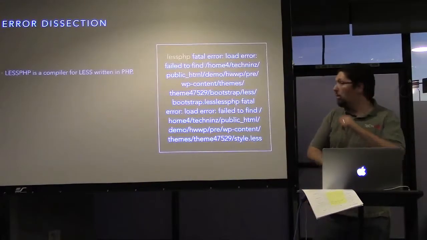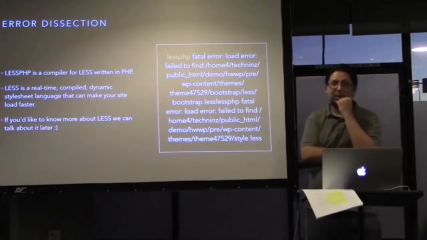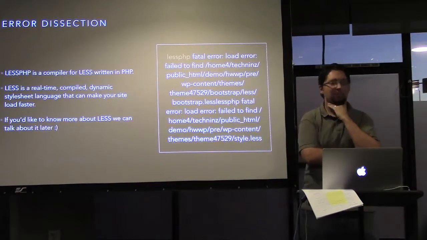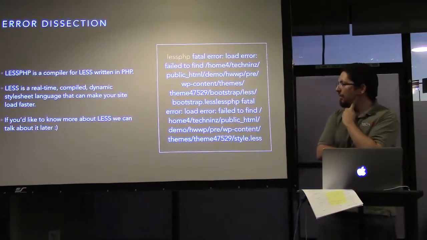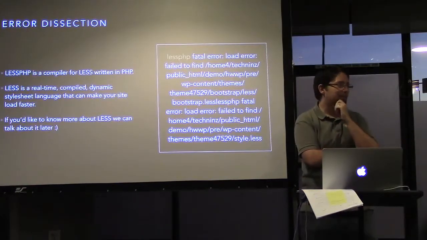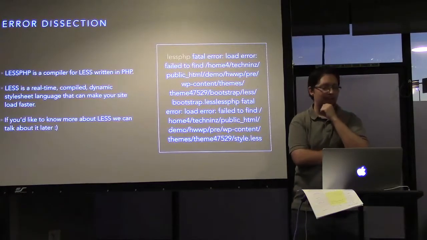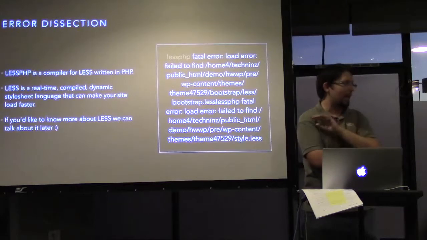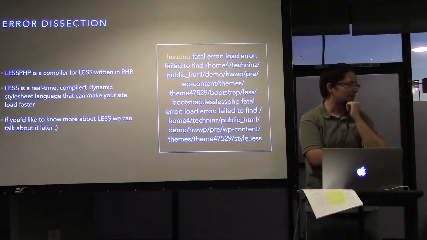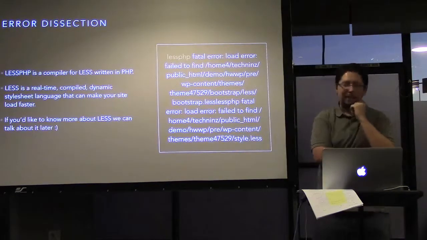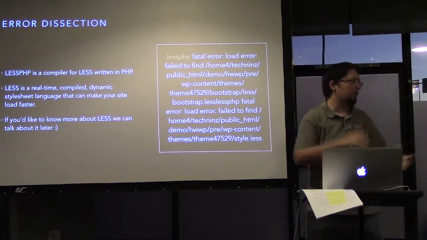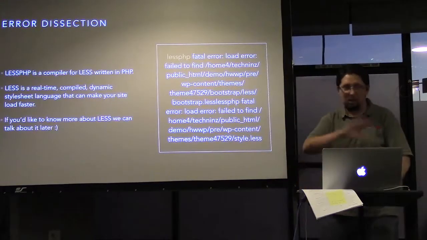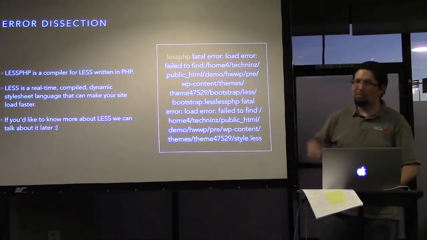Okay? So less PHP. What is less PHP? Let's start there. It's a compiler for less written in PHP. So what is that? Less is a real-time compiled dynamic style sheet language. Awesome. What does that mean? If you want to know more, if you'd like a deeper explanation, come and talk to me afterwards. I'd be happy to explain more detail about it. Roy can explain more detail about it. But effectively what it does is it's one of the many ways to consolidate your CSS files, make your site load faster. Okay? It does much, much more than that, but that's the top-down approach that we're going to look at.